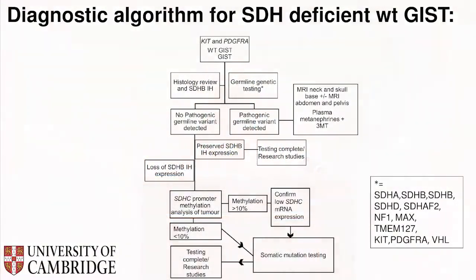So just an example of how we go about diagnosing our patients. This is a busy slide with an algorithm of how we approach our patients. So again, molecular profiling tells us whether the patients have KIT or conventional GIST or wild-type GIST. And if a patient is found to have a wild-type GIST, the first step is to do SDHB immunohistochemistry. If a patient is found to have an SDH deficient GIST, the first test we do is germline genetic testing.